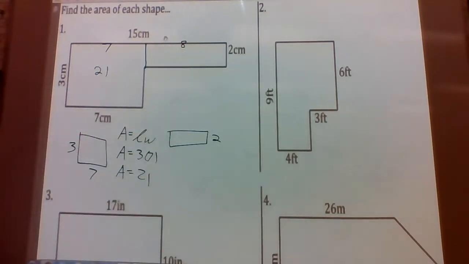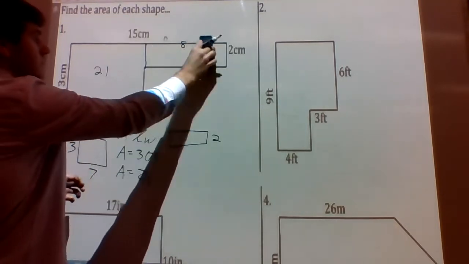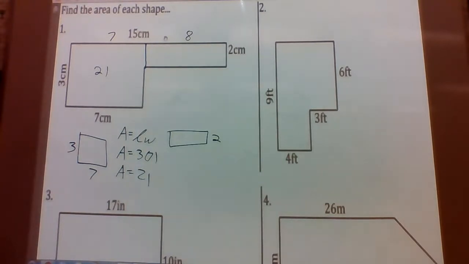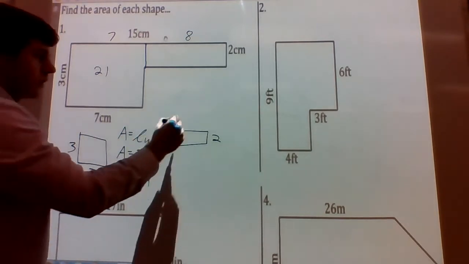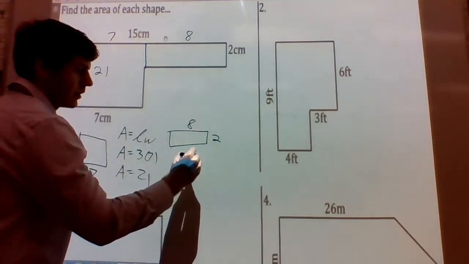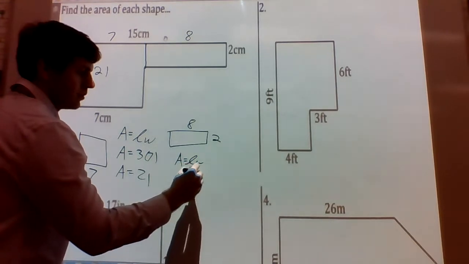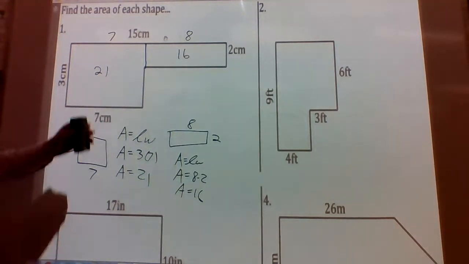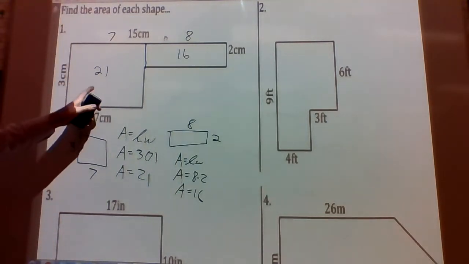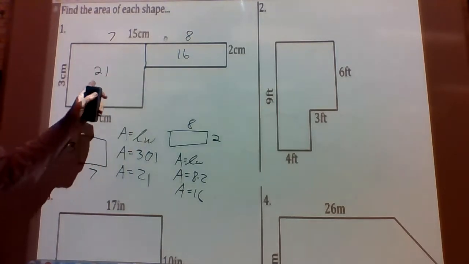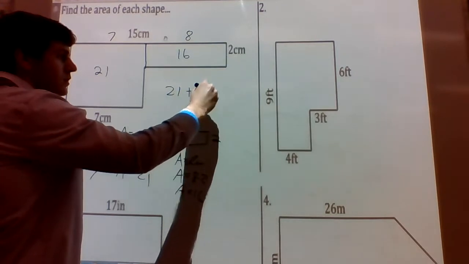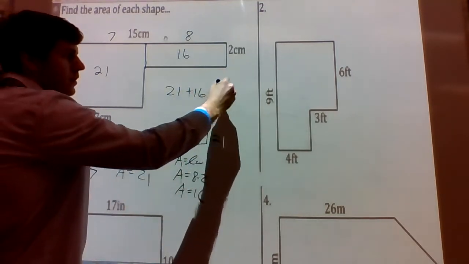That's our simple segment addition postulate. These two have to add up to 15. So 15 minus 7 gets us 8. So our length is 8. Again, area for a rectangle is length times width. So we have 8 by 2, which is 16. So the question is to find the area of the shape. So we have to add together the area of both rectangles to get the area of the whole thing. So we're going to do 21 plus 16, which is 37.